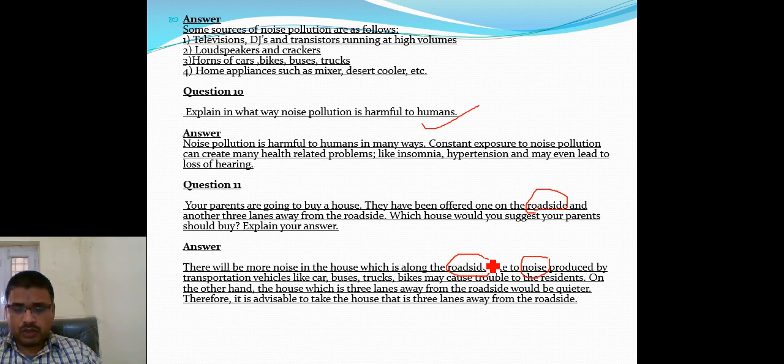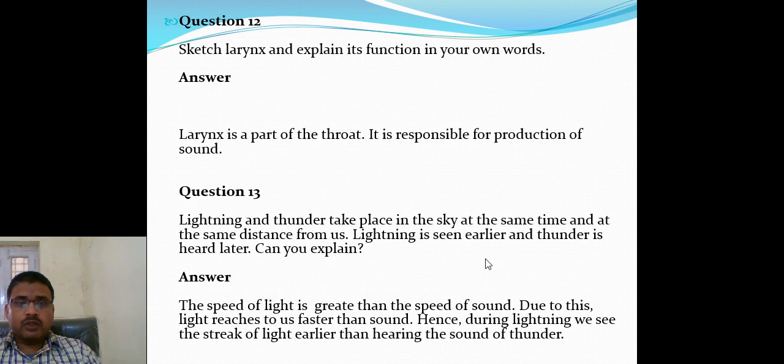And question number 12, there is a vocal cord in our throat, in our neck side. This is called larynx, and explain its function. Larynx is a part of the throat. It is responsible for production of the sound. These are some answers.